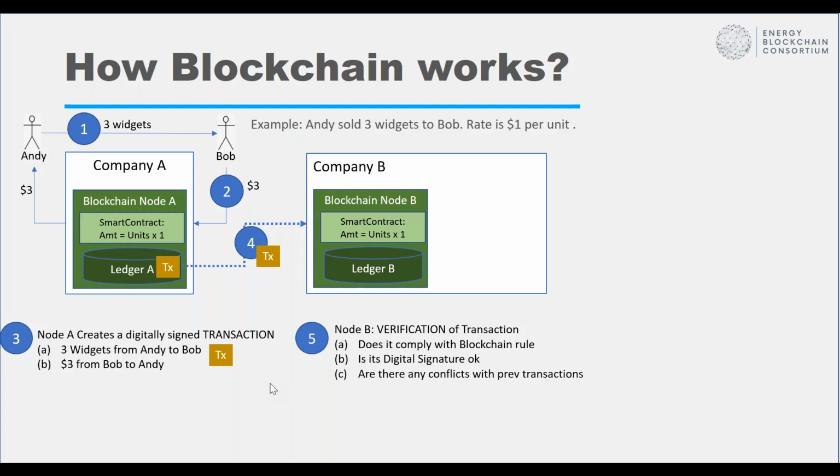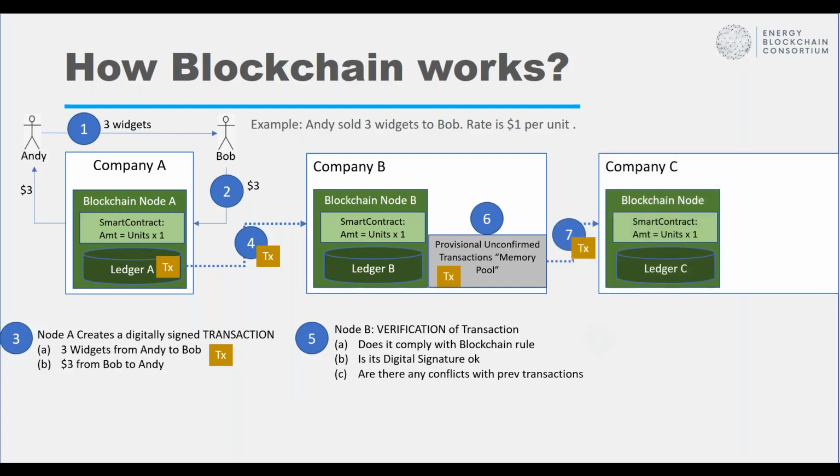So it looks into whether it complies with the rules of blockchain. Is the digital signature okay? Yeah. The company A is indeed company A. Are there any conflicts with the previous transaction? The answer is no. Then the company B says, okay, I like it. I'm going to put it into my memory pool, which is my provisional unconfirmed transaction pool. Now I have transaction X in my system.